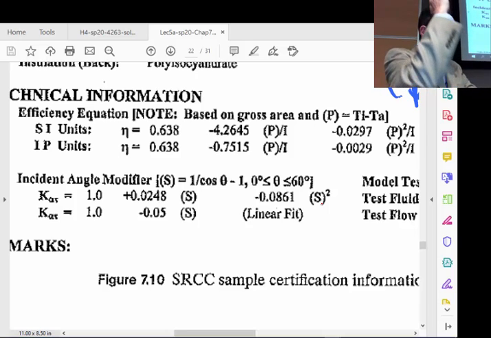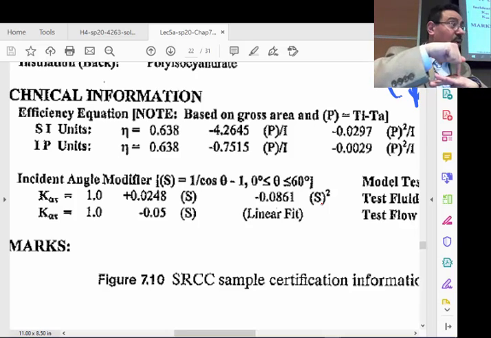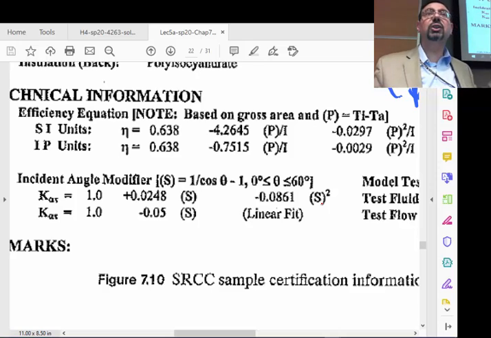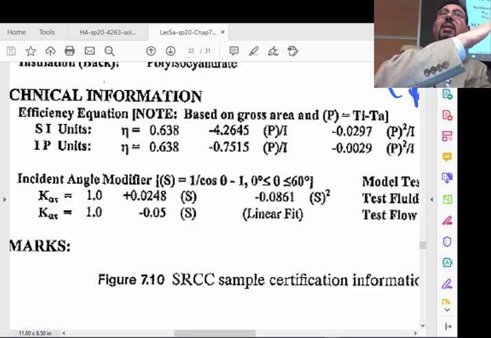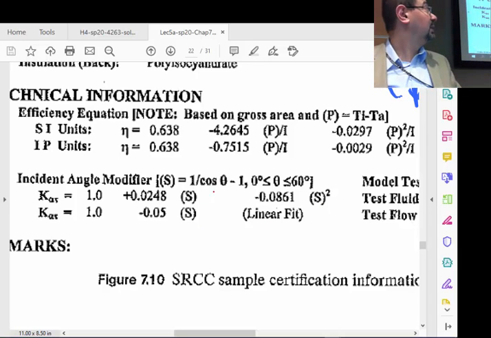If incident radiation is basically theta is 0, that's the normal radiation. You don't get any punishment. It's only when theta starts to get bigger and bigger and bigger, then that guy will kick in and that radiation will get punished by a correction factor.